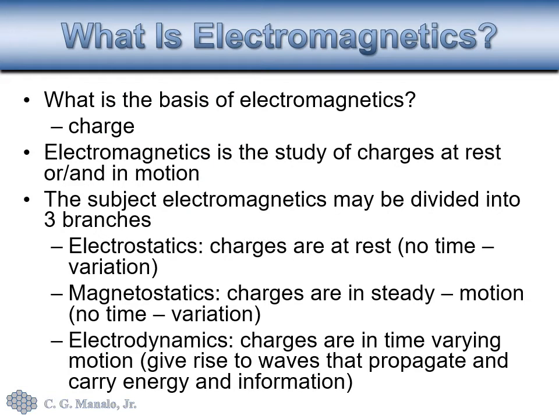The very basis for electromagnetics is the property of subatomic particles called charge. And the study of charges that are at rest or in motion is called electromagnetics. Electromagnetics can be divided into three branches. We have electrostatics, which is about charges that are at rest; magnetostatics, charges that are in steady motion, so there is no variation in time of these charges; and electrodynamics, which is really the subject of charges that are not only in motion, but their motion changes over time. That gives rise to a propagation of energy and information.